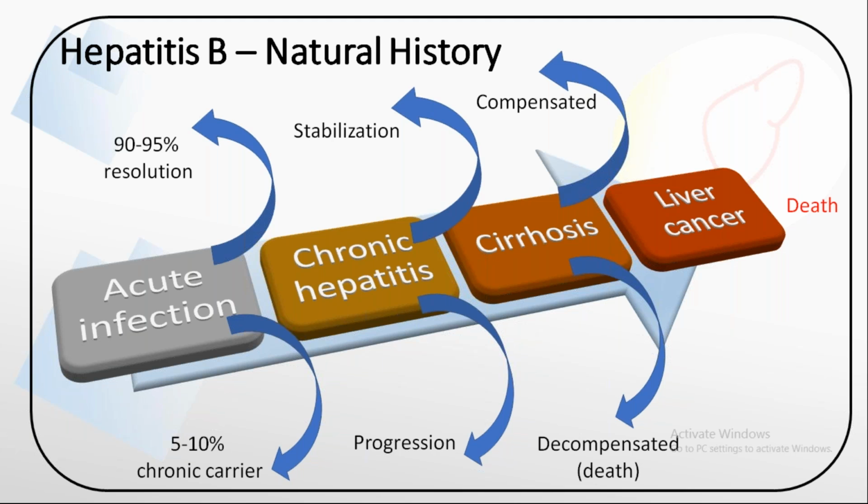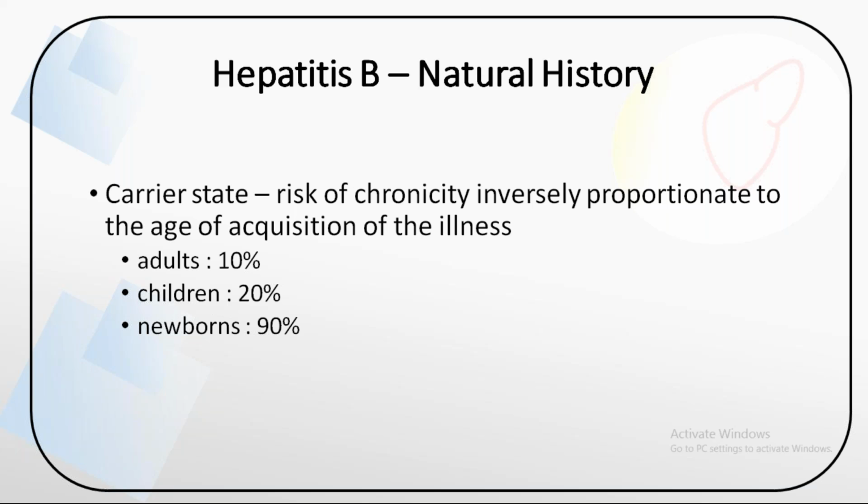What determines chronicity is mostly the age at which you got infected. If an adult gets infected, the chance of chronicity is less, 10% only. If children are infected, the chance of chronicity is 20%. If it is vertical transmission, mother to child, 90% of such people become chronic carriers. Remember, the longer the duration it is in the body, the greater the chance of chronicity.